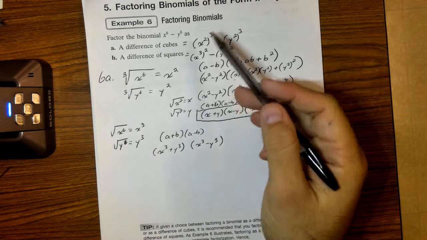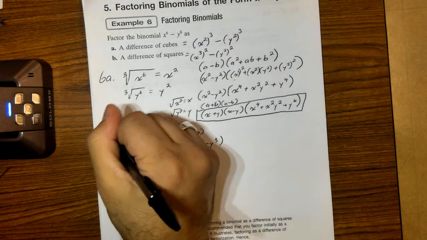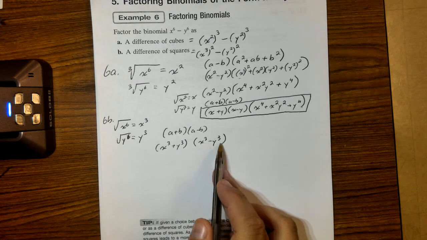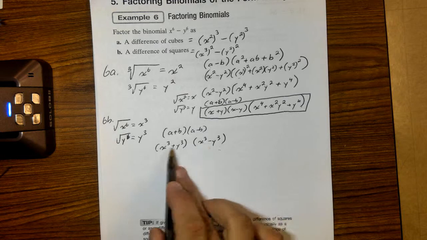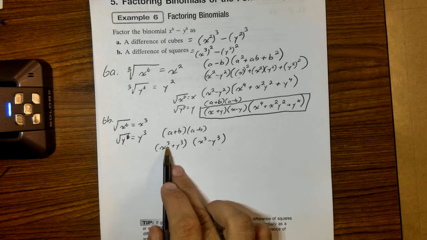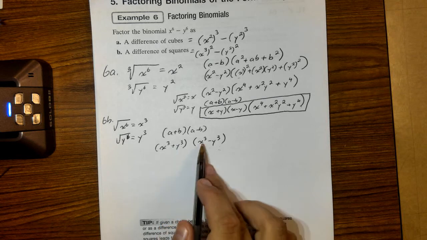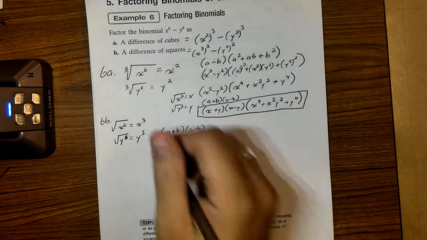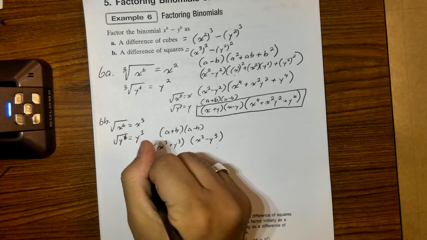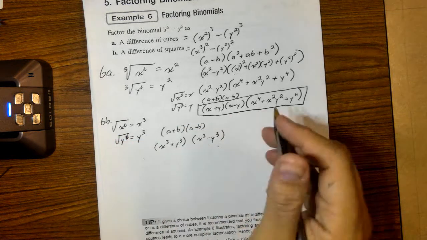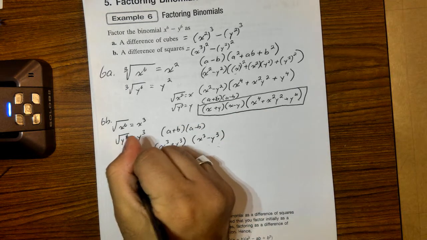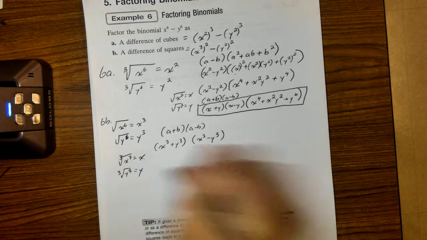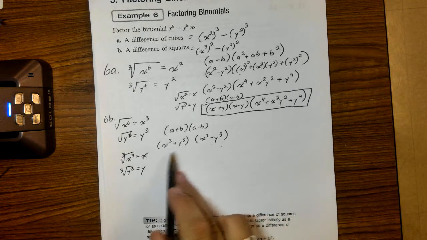And so factoring the original problem, 6b, as a difference of squares, we get our conjugates x cubed plus y cubed times x cubed minus y cubed, and both of these can be factored further because x cubed plus y cubed is a sum of cubes, and x cubed minus y cubed is a difference of cubes. So we're going to verify for each of these the cube root. They're both going to have the same cube root. So the cube root of x cubed is x, and the cube root of y cubed is y. So now we're just following the format.